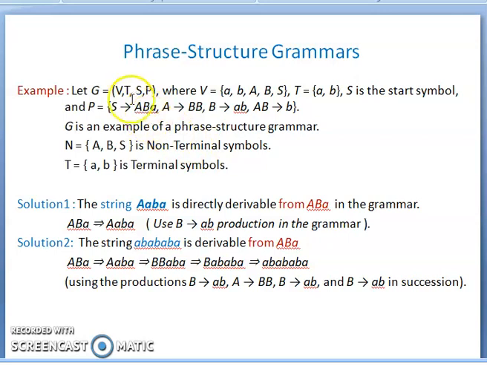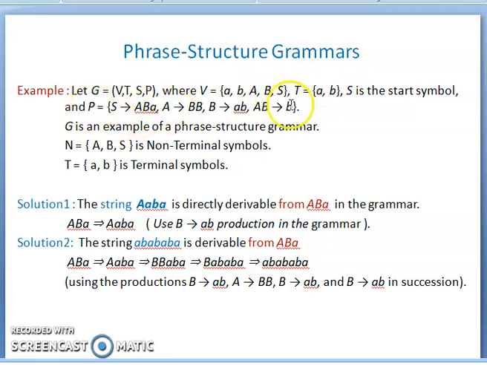Now, an example of a phase structure grammar. Let G be the phase structure grammar. It has four things: the vocabulary, the terminal symbols, the starting symbol, and P the productions. The vocabulary contains small a, small b, capital A, capital B, and capital S. Small a and small b are the terminal symbols, and capital A, capital B, capital S, these three are the non-terminal symbols, where S is the starting symbol. Terminal symbols are indicated with small letters, and capitals indicate the non-terminal symbols.